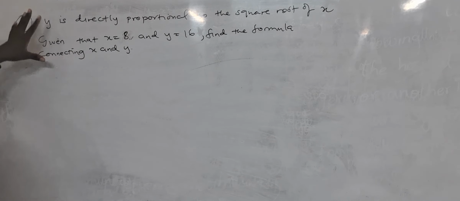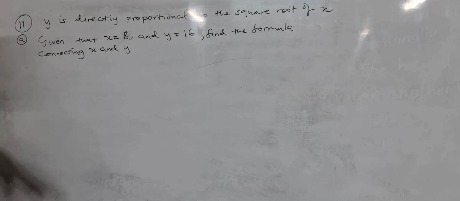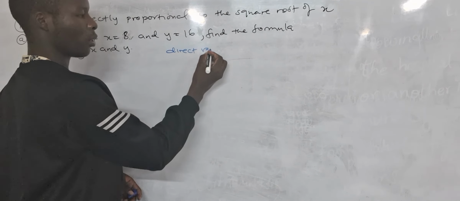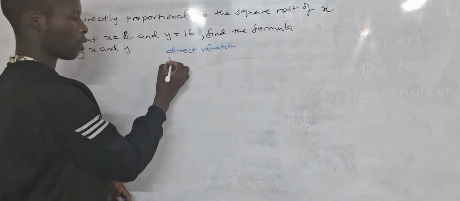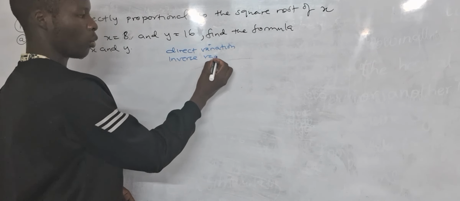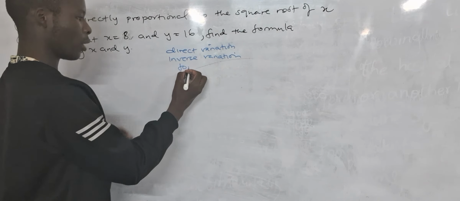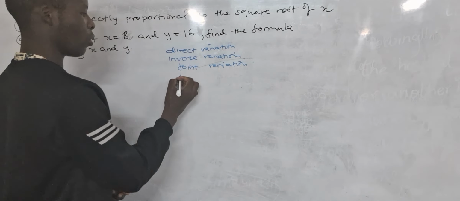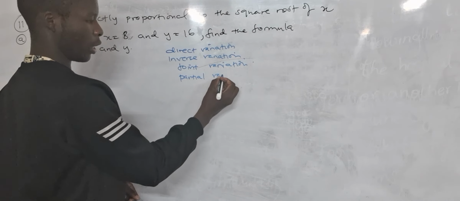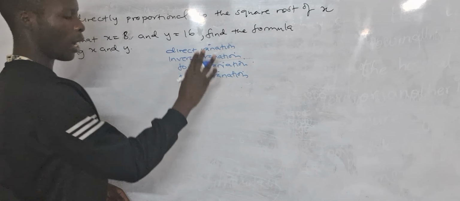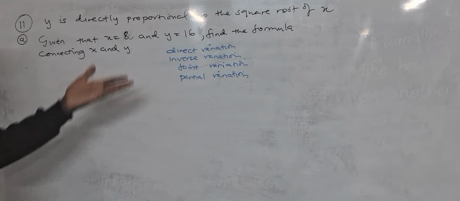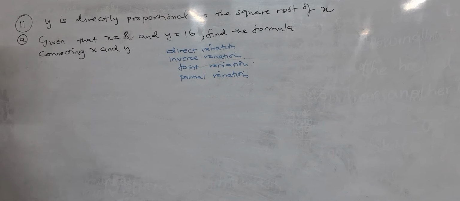If you check, this is variation. Likewise, we have different types of variation. We have direct variation, inverse variation, joint variation, and also what we call partial variation. I'm going to upload a video explaining all these things: what is direct variation, inverse variation, joint variation, partial variation, in case maybe you didn't understand these concepts when they were taught in your school.